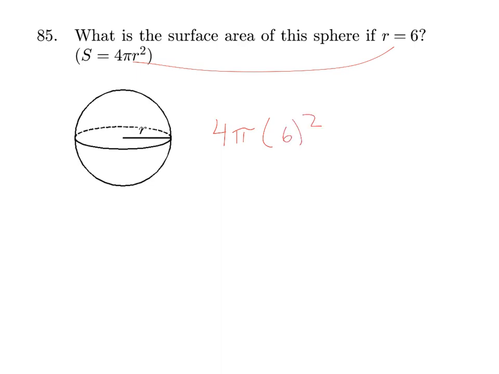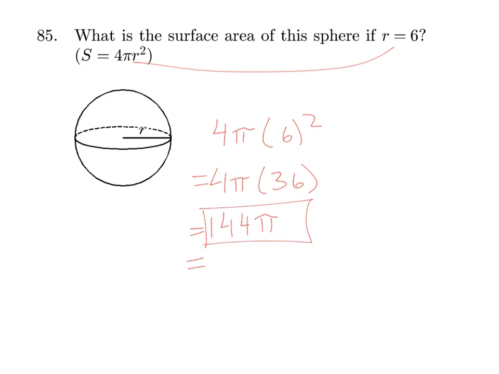Make sure you take 6 squared first. And then you have 4 times 36, which is 144 pi. And they want you to plug pi in, which gives you what? On this problem, just leave it in terms of pi.